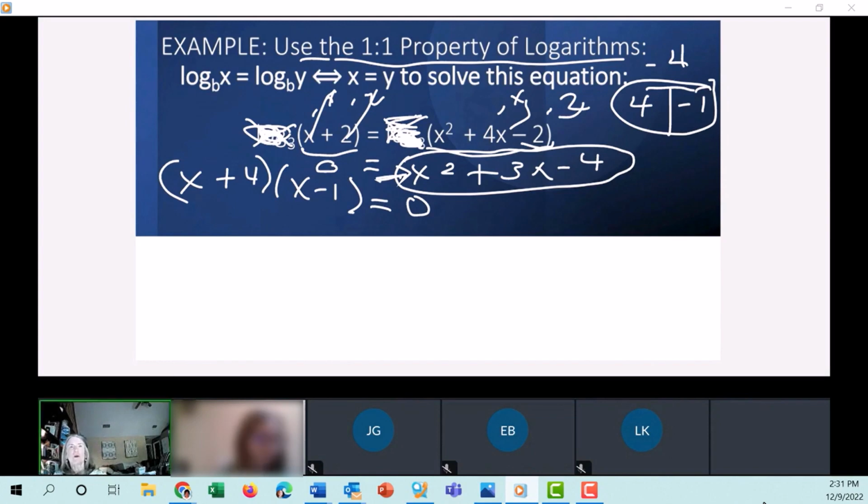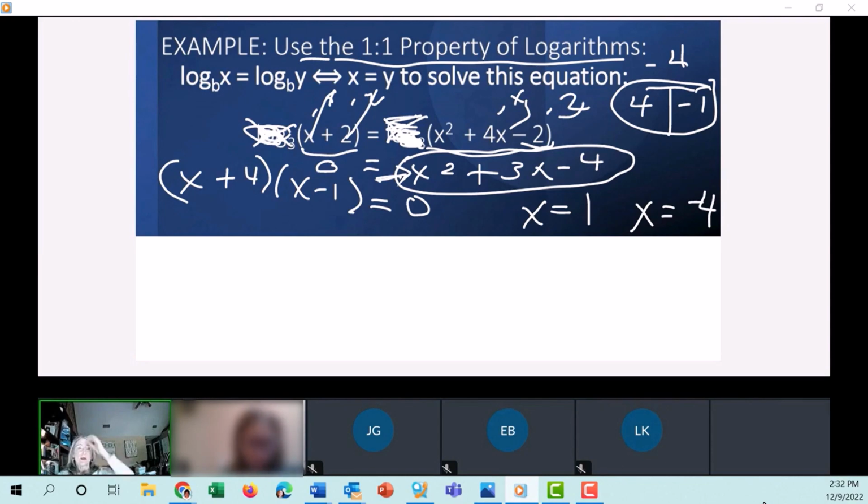Okay, very good, Chris. So x, we have two solutions here. X would equal 1. What's the other solution? Anybody? X is equal to negative 4. Thank you, Sophia.